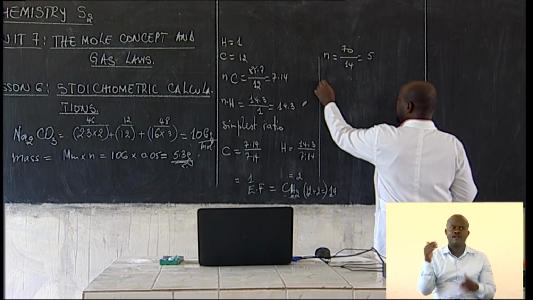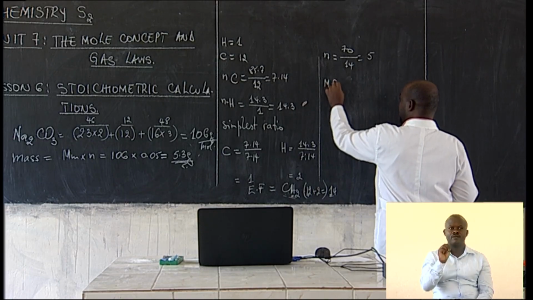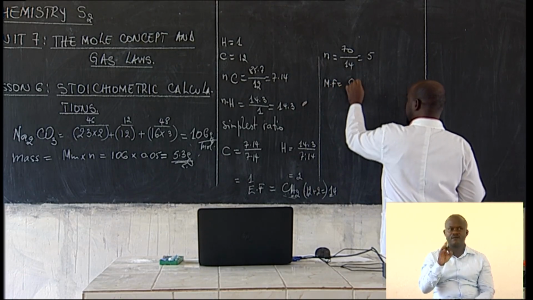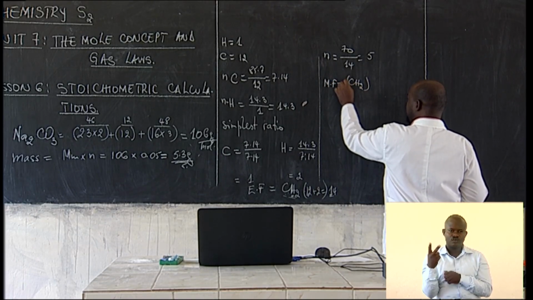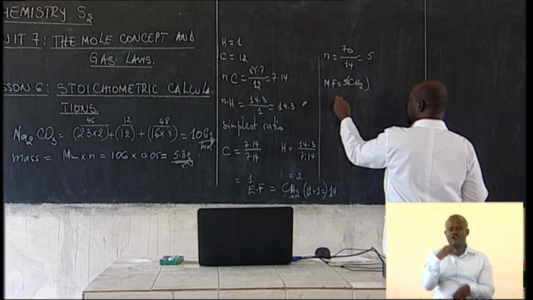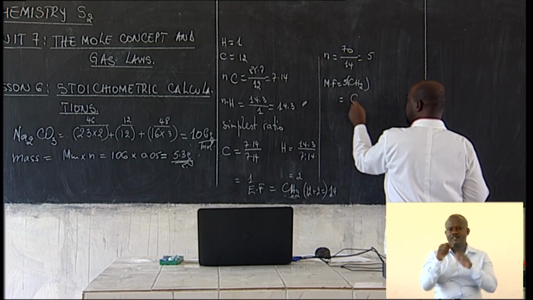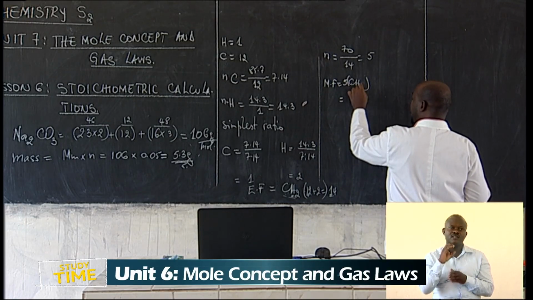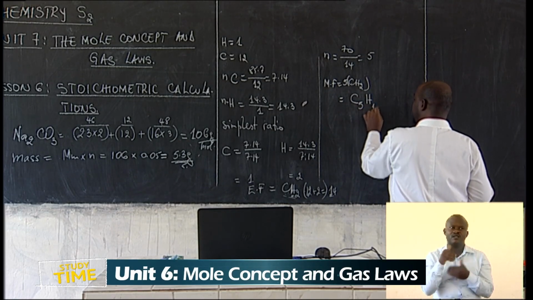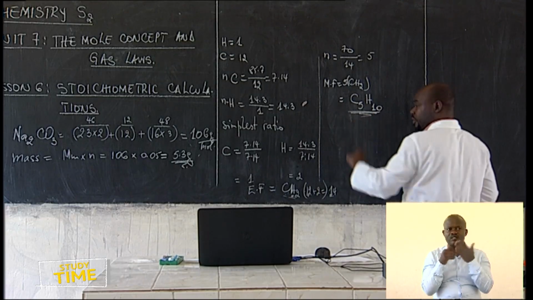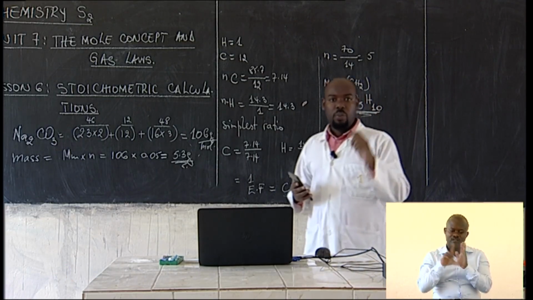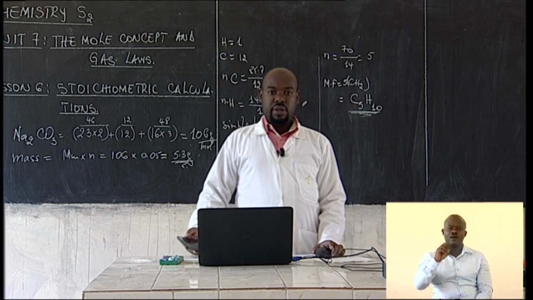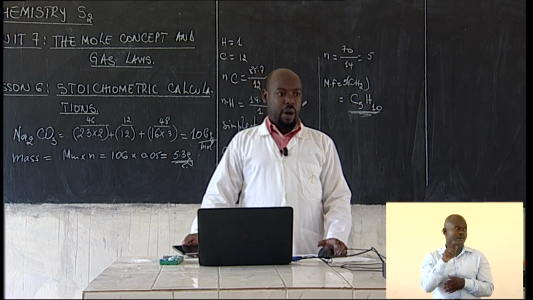And the molecular formula becomes CH2 times 5. And in that case, for carbon we have C5, and for hydrogen, we have H10. So this is the molecular formula of our compound.